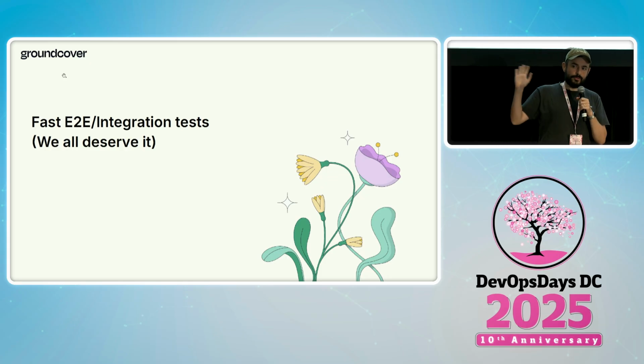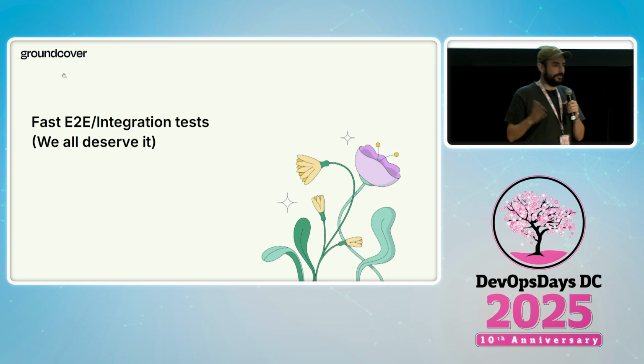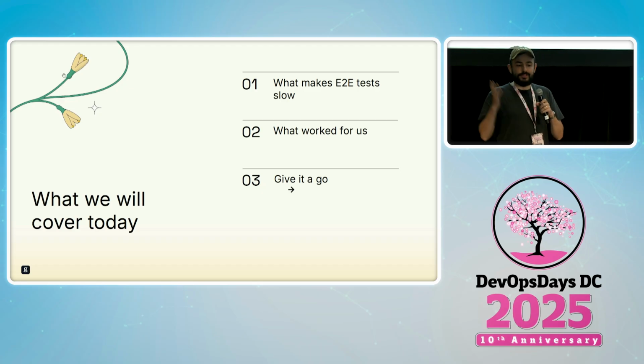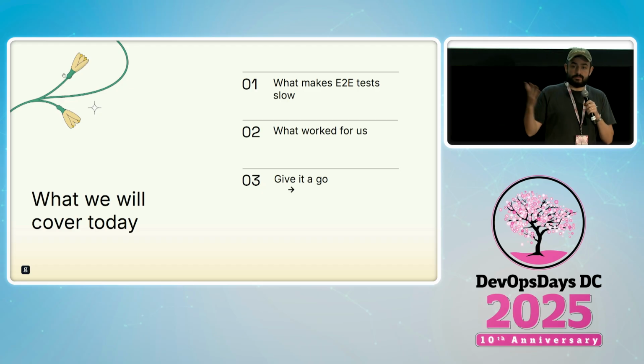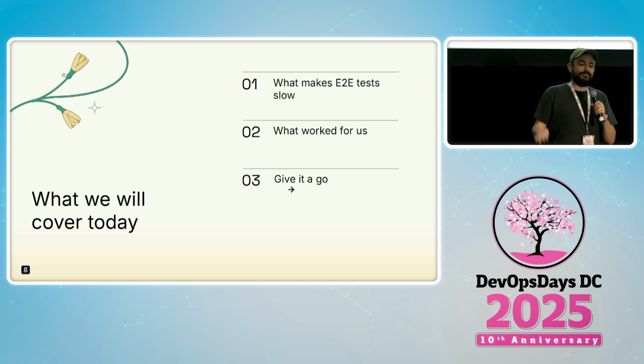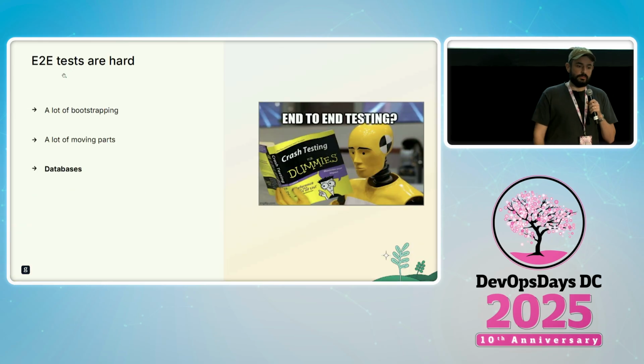Today I'm not going to talk about observability, just about how to make E2E and integration tests faster. I'm going to use the term E2E here loosely. I'm talking about all your tests that include database initialization. So we're going to discuss what makes E2E tests slow, hint: databases. We're going to speak about what worked for us at groundcover to make them faster. And we also created a small lab that you can even try yourself.